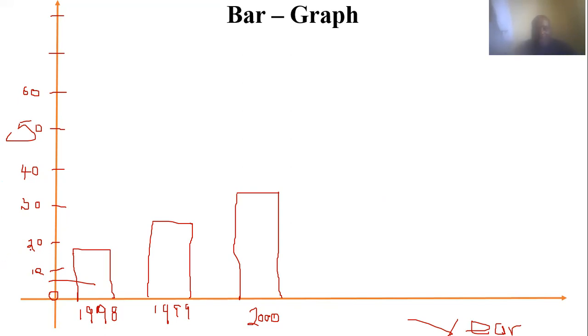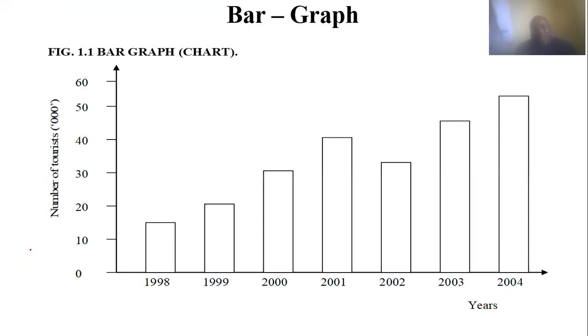So at the end of the day, you'll have a bar graph that looks like the one I have here. And I've said the scale should be uniform. The bars should not touch each other because this is categorical data, it's not continuous data.